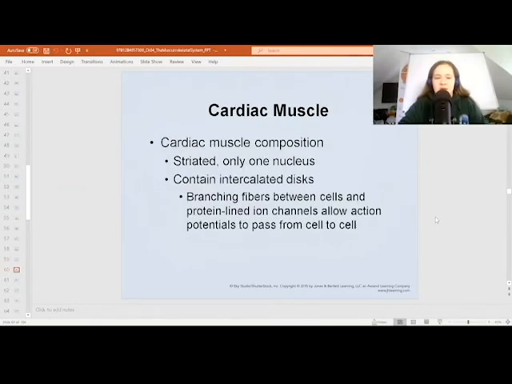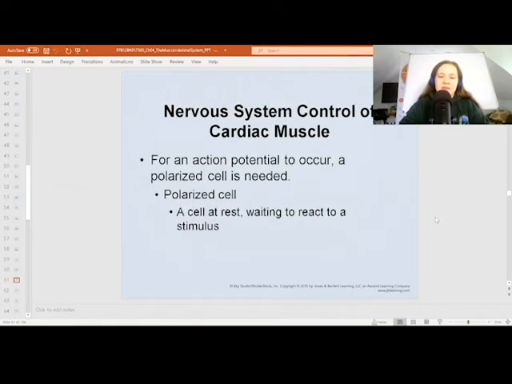Cardiac muscle, which is the heart, is striated, meaning only one nucleus, containing intercalated discs, branching fibers between cells and protein-lined ion channels that allow action potentials to pass from cell to cell.